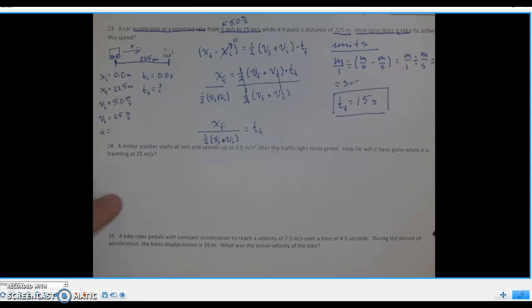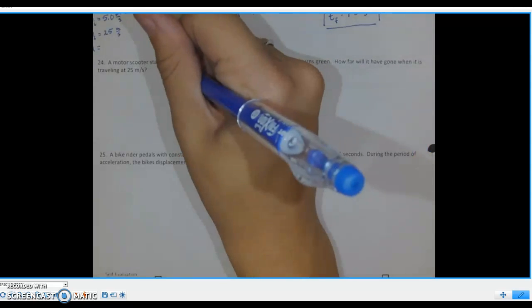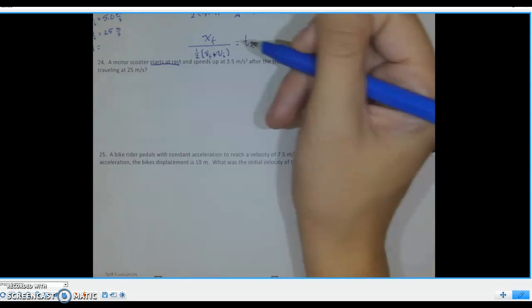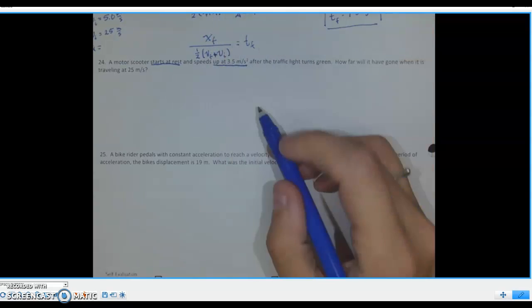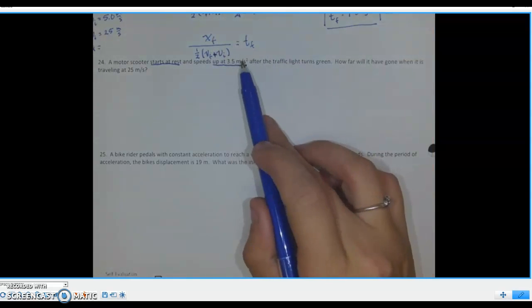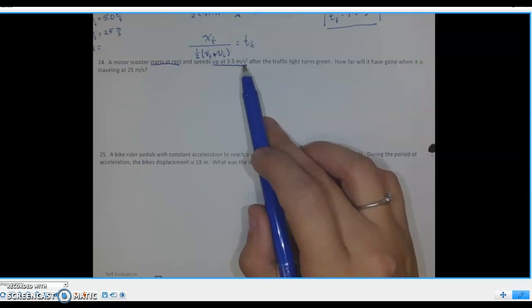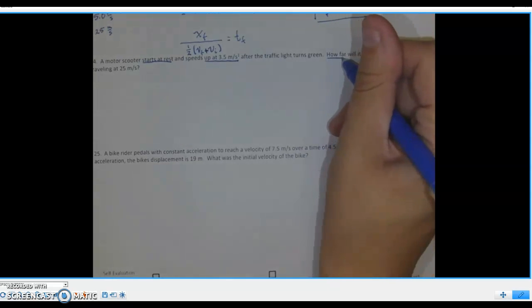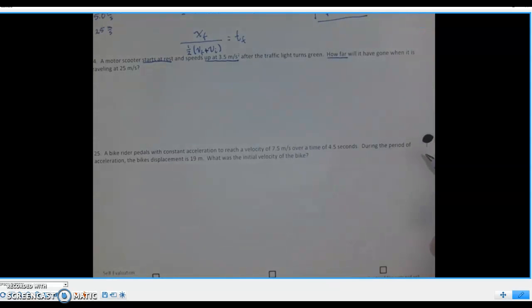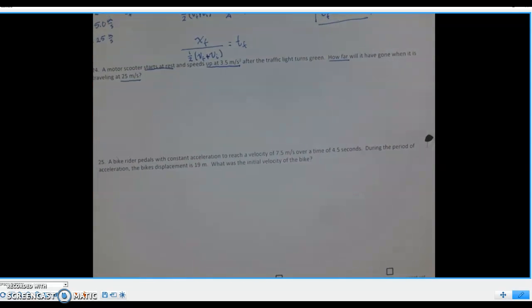Okay. A motor scooter starts at rest. So it starts at rest, speeds up at 3.5 meters per second squared. That unit's a good indicator to me that this is the acceleration after the traffic light turns green. How far, that's my unknown, how far will it have gone when it's traveling 25 meters per second?